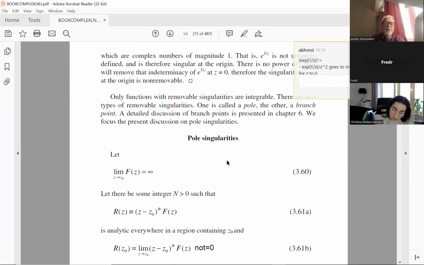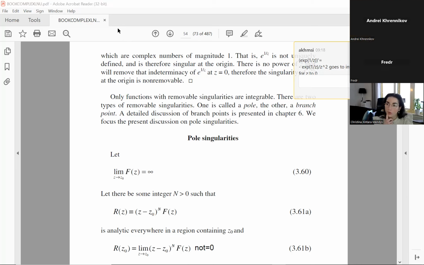So now we maybe make a break, because we are going to the pole. The pole is the main example and the simplest example of singularity. On the one hand, it is the simplest. On the other hand, people everywhere use only poles in applications. So now I suggest maybe a 5 minute break.